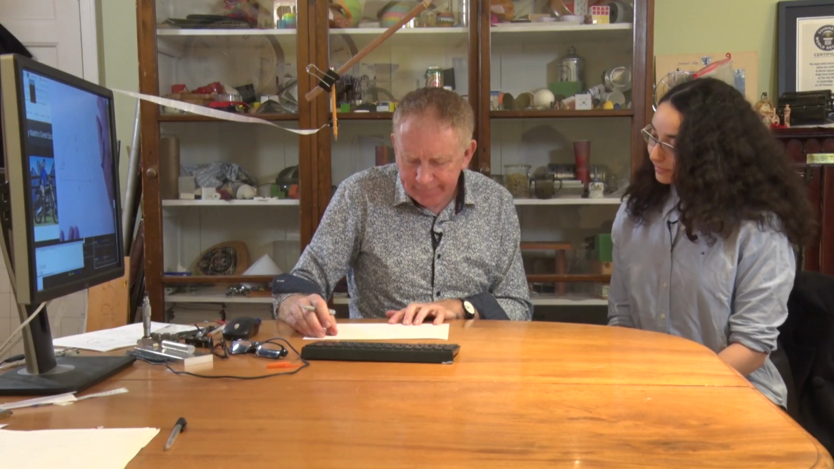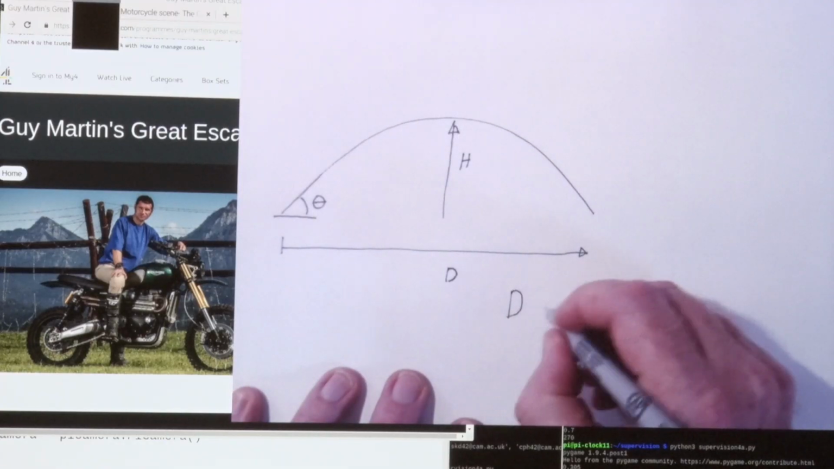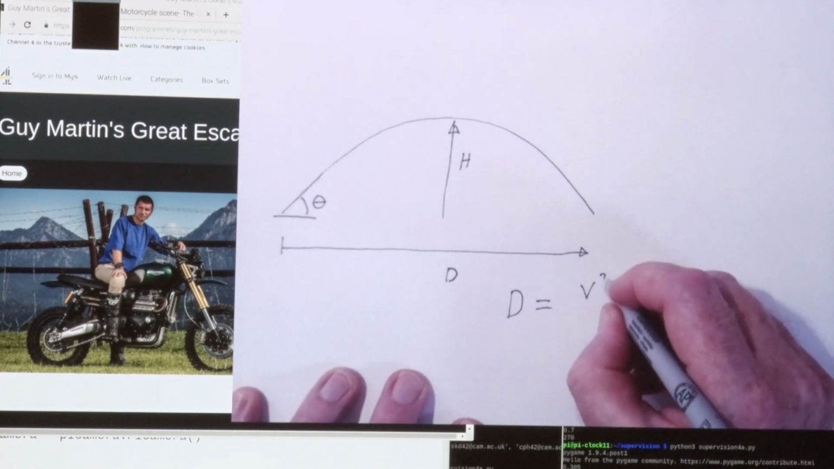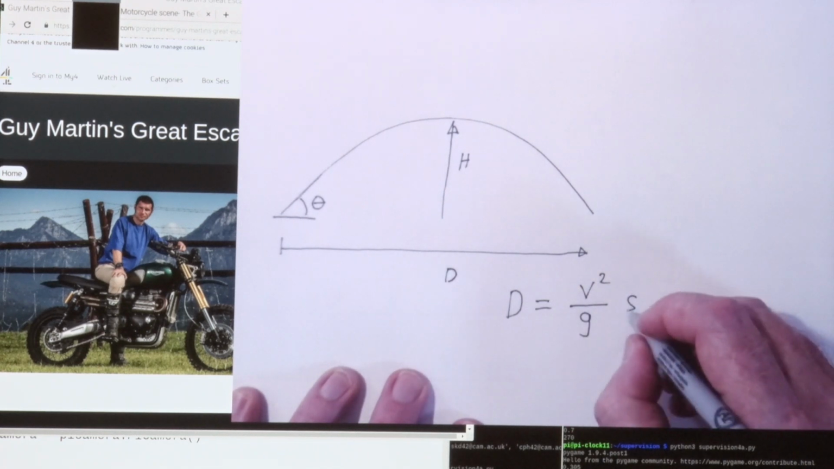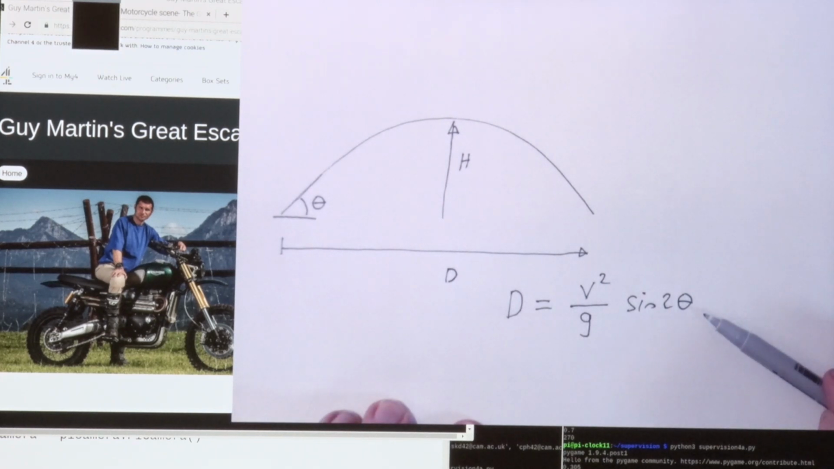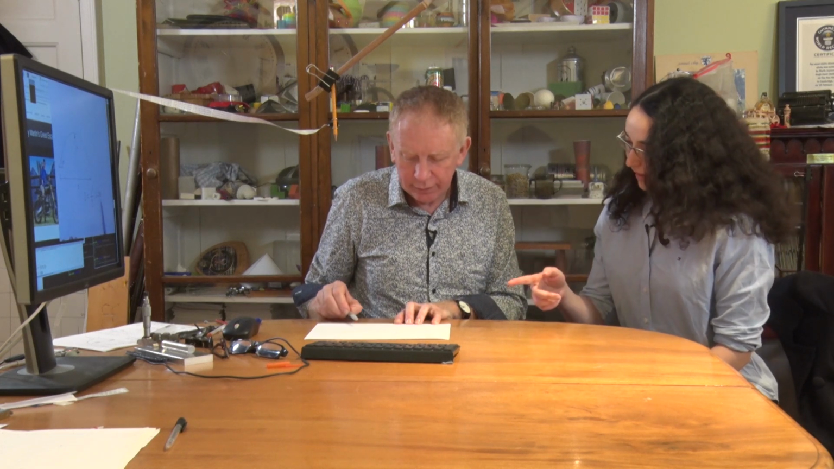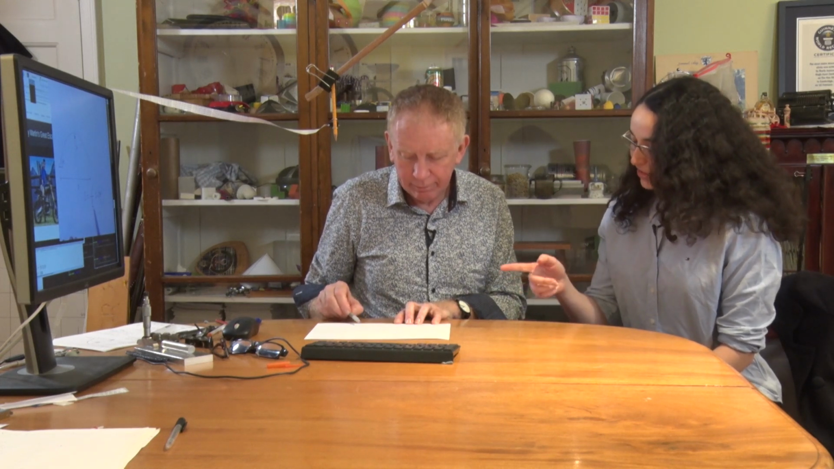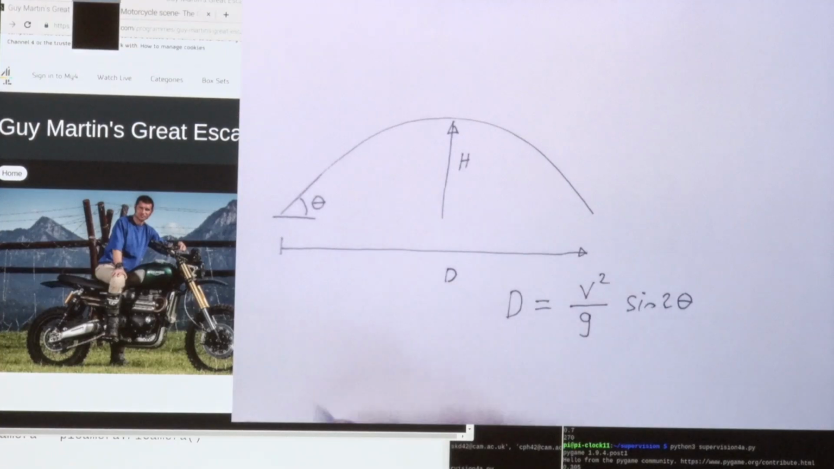Now, if I write down the formula for the distance he goes, I think that comes out as your speed squared divided by gravity times sine 2 theta. Now, what does that tell us about the angle you have to go at to jump the furthest? So we can't change V and we can't change G, but we can change the angle that he launches himself at. So if we draw the sine curve.